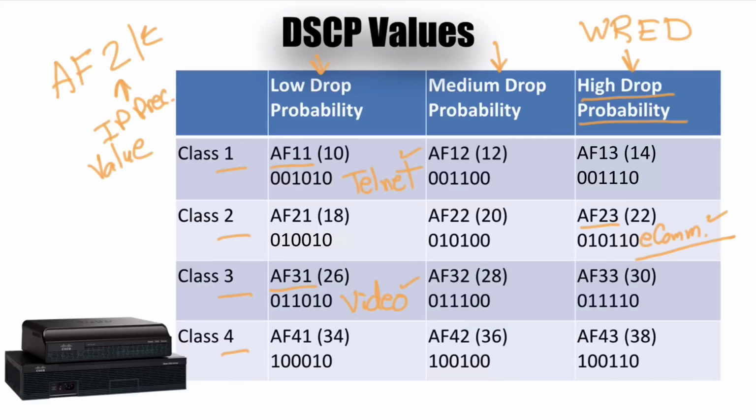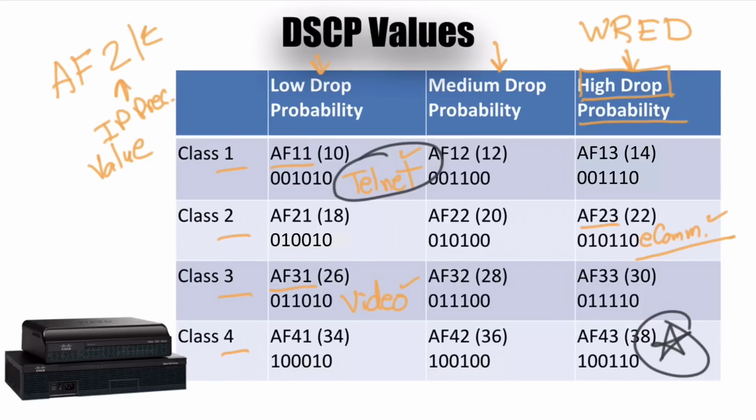But it's in this column. It's in this high drop probability column. And that means that it is going to be discarded earlier than any of the numbers in the medium drop probability column, and that's going to be discarded before any of the numbers in the low drop probability column. I know that's not intuitive, but here's the way it works. I could have my super important traffic here with AF43, but it's going to be discarded before my lowly telnet traffic over here, simply because it's in that column.